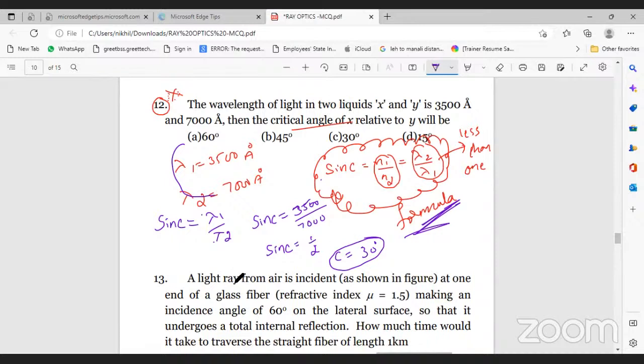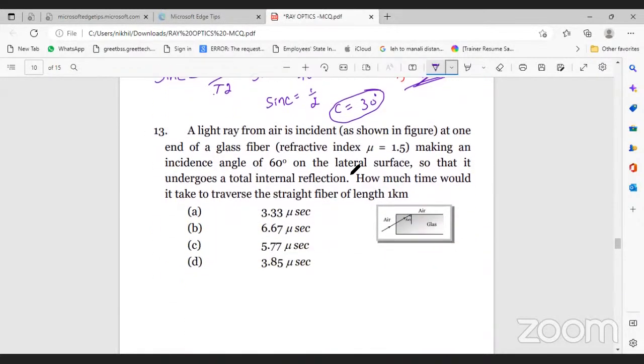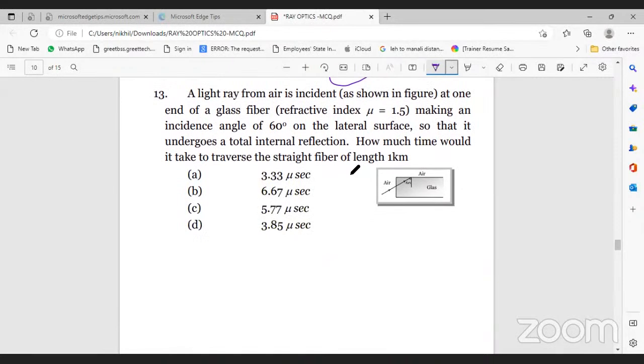Only for the formula's sake we are giving this. But in the problems, you have to keep the ratio in such a way that you get less than 1, because the sine function is not defined for more than 1. Look at this.